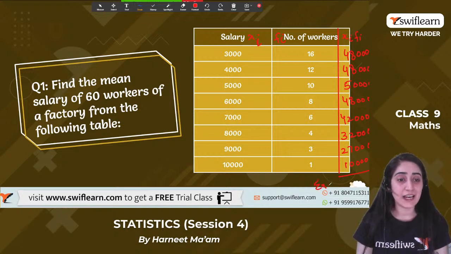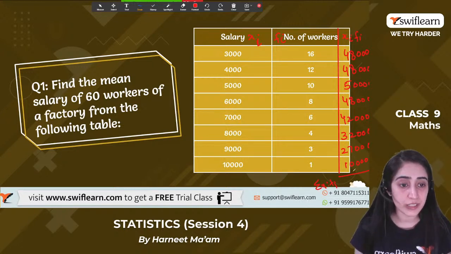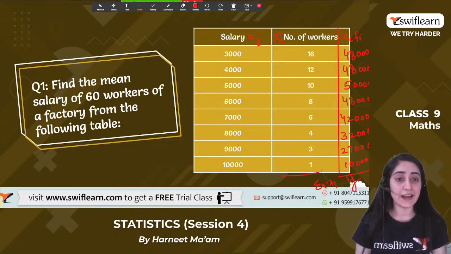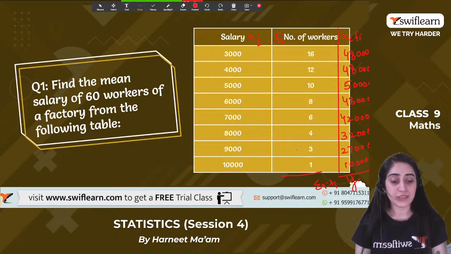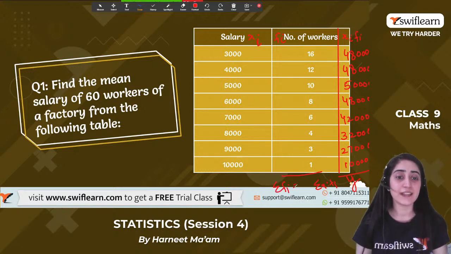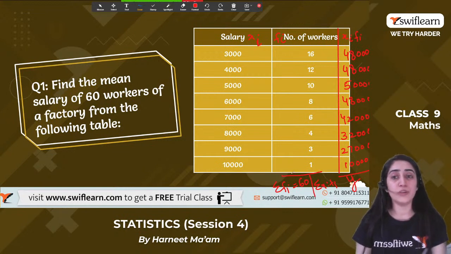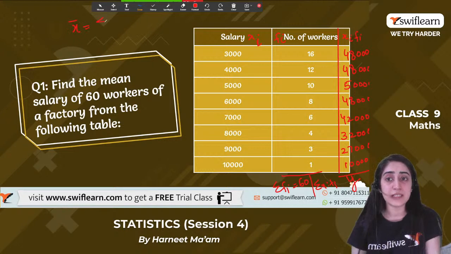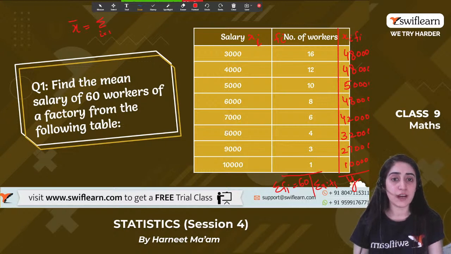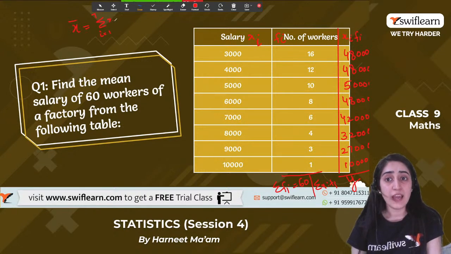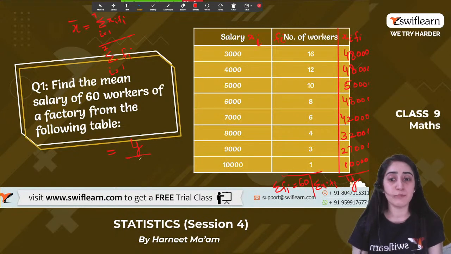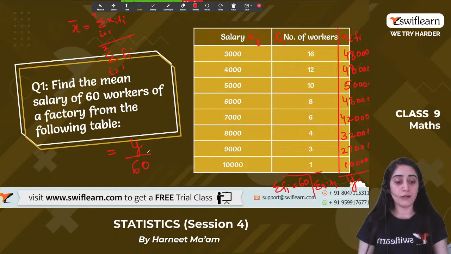We'll add x_i f_i. Whatever I get when I add all of this, suppose I get y. And when I add the f_i, I get 60. It's sigma f_i, that is 60. So I know y over 60. The mean will be sigma i equals 1 to 7, since it goes 1, 2, 3, 4, 5, 6, 7, of x_i f_i upon sigma i equals 1 to 7 of f_i. This is the formula that you will write. That becomes y over 60, and then we'll solve, and you'll get the mean.